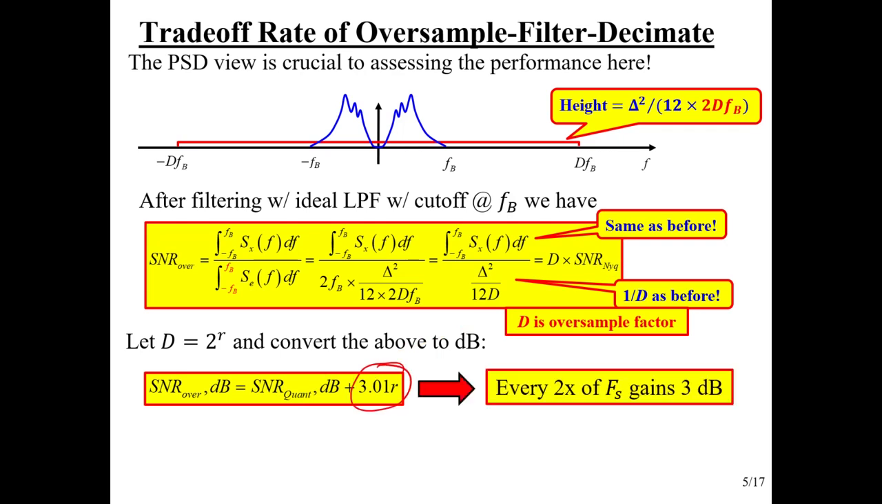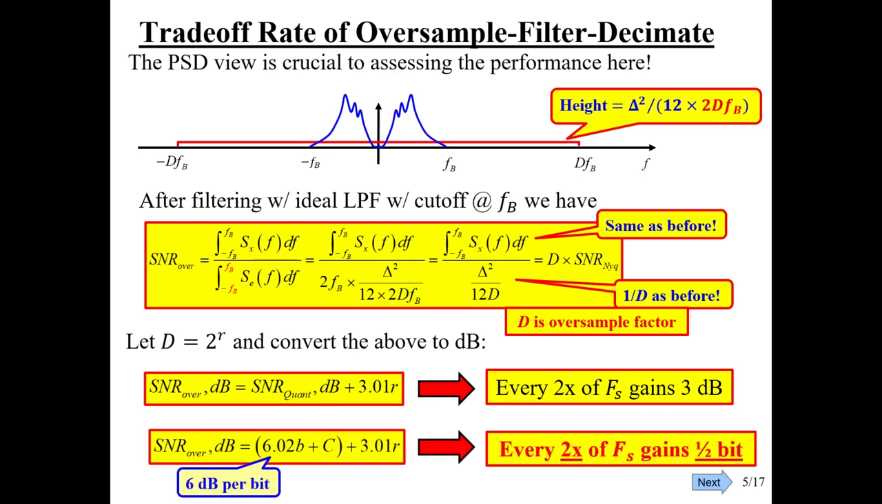Now let's interpret this. This means that I get 3 dB for every integer increase of R. Every integer increase of R doubles D. So for every doubling of Fs, I gain 3 dB of SNR. Now, that sounds like a good thing, and it is. It obviously is making things better, but that's a little bit of a bad trade.